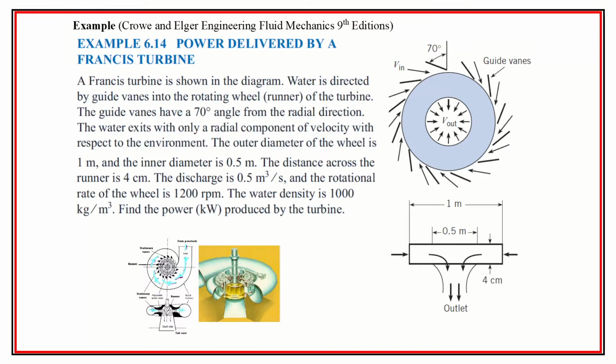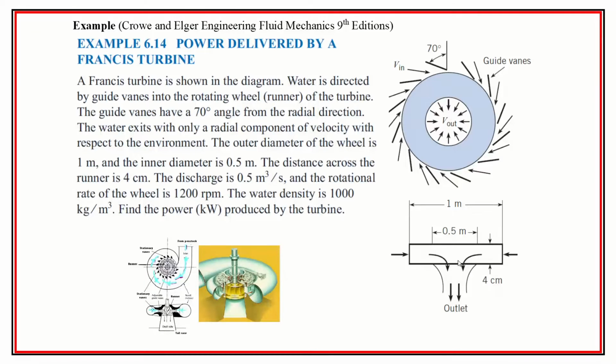And this is an example from their book where power is delivered by a Francis turbine. A Francis turbine is shown in the diagram, and water is directed by guide vanes into the rotating wheel, which they're calling the runner, of the turbine. The guide vanes have a 70-degree angle, and once again, that's not always the reference that I would use. Sometimes I would use the complement of that, so it would be like 20 degrees, but that's the way they decided to go. 70-degree angle from the radial direction, and water exits only in the radial direction, right? So it pours straight down as you're seeing in the side view of this.